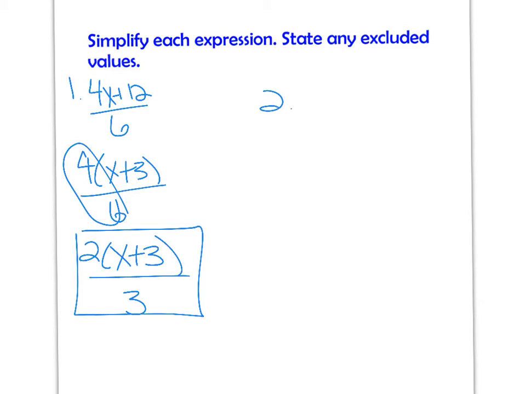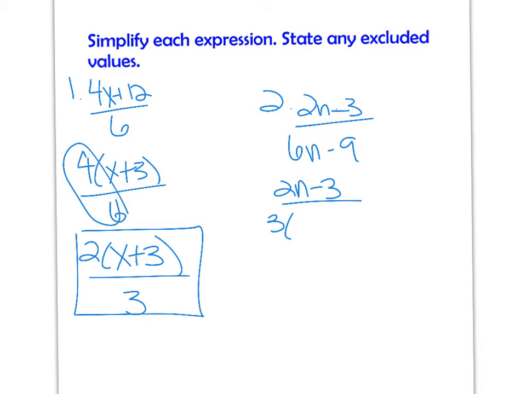Okay, number 2. Let's say we have 2n minus 3 over 6n minus 9. First thing, we want to factor everything. So the numerator up there, I really can't do anything with 2n minus 3. There's no greatest common factor, there's no exponent, so I can't do anything there. In the denominator, 6n and 9 have a 3 in common, so we're going to factor out a 3, and I'm left with 2n minus 3.